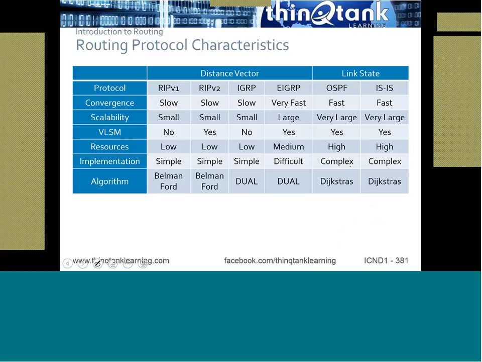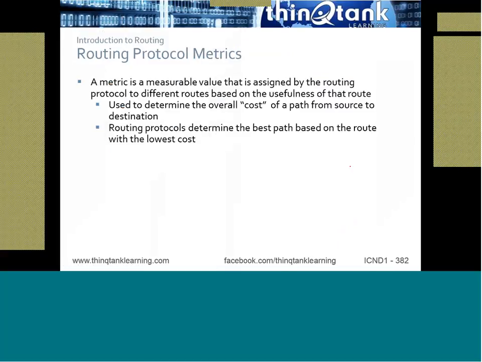As we go through the routing protocols individually, we're going to learn about what each of these algorithms do and how each of these algorithms work. We're going to actually spend quite a bit of time doing that. We also talked about the concept of metrics. A metric is a measurable value assigned by the routing protocol to differentiate the paths to a single destination.